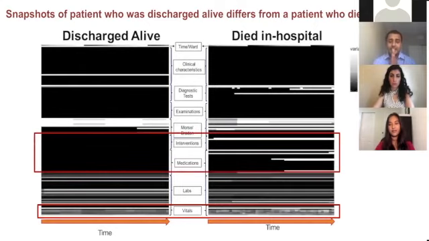The second thing that you would notice is that the area of interventions and medications is pretty much blank in somebody who is discharged alive. Whereas somebody who died in the hospital, they come in sick, doctors don't really know what's going on, so they order a battery of tests, they start treatment on a bunch of things.